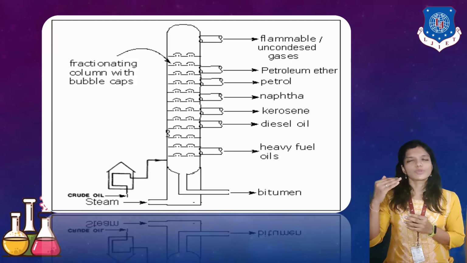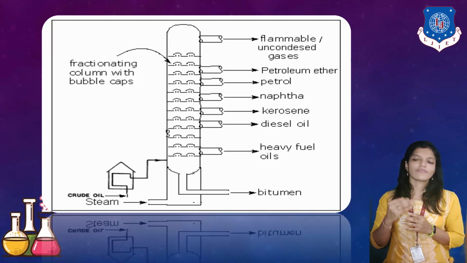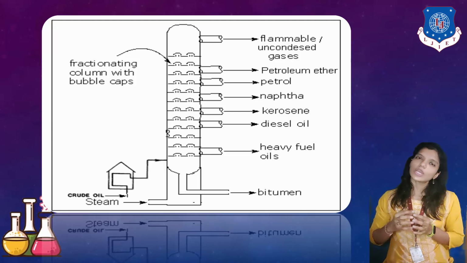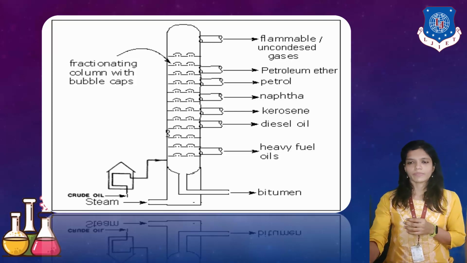And as we move to the bottom of that fractionating column, it contains bitumen, right? The bitumen is a hard black coal tar substance, a very thick semi-solid kind of substance, which can be removed from the bottom of that fractionating column. Okay.